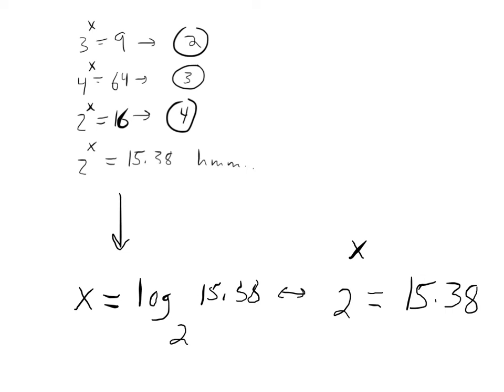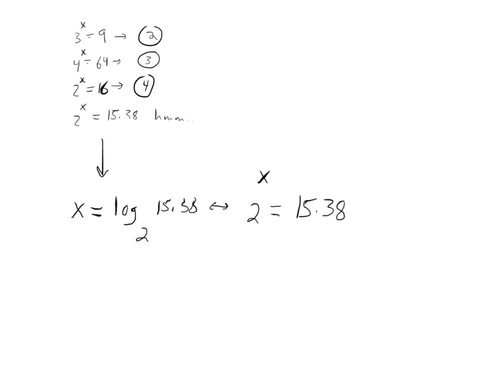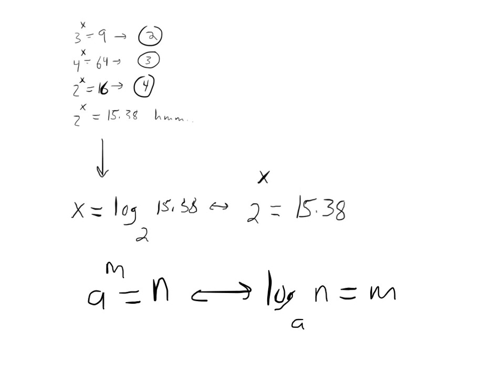So, in general then, what we have is: if a to the m equals n, then log base a of n equals m. Those are equivalent expressions. For example, 10 cubed equals 1,000. If I were to write that logarithmically, I would have log base 10 of 1,000 equals 3.